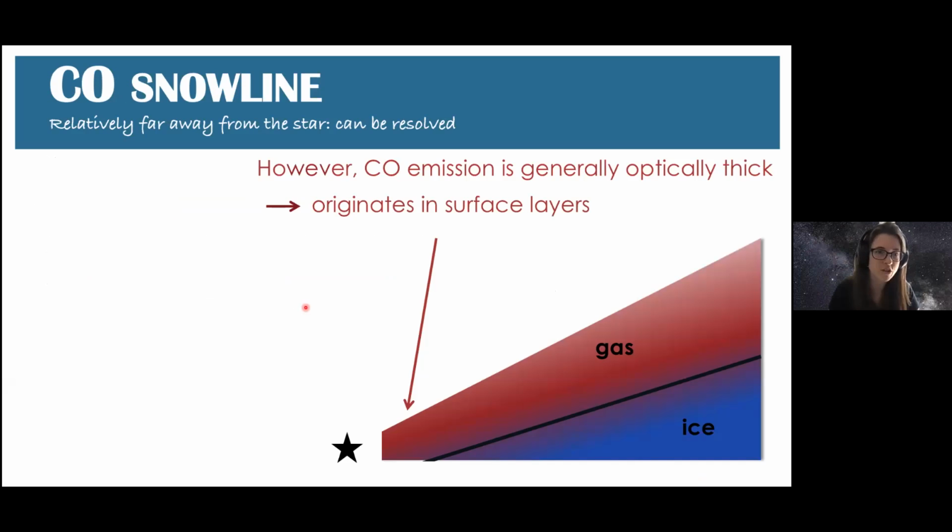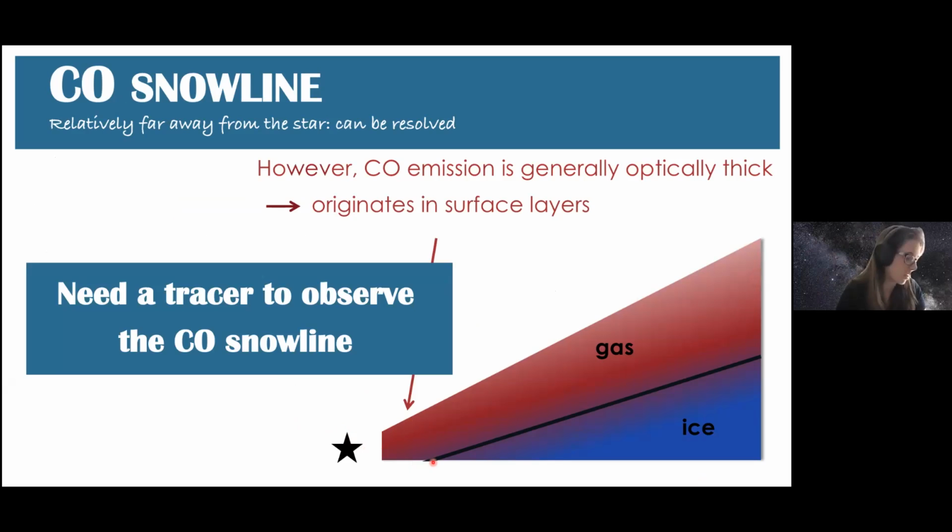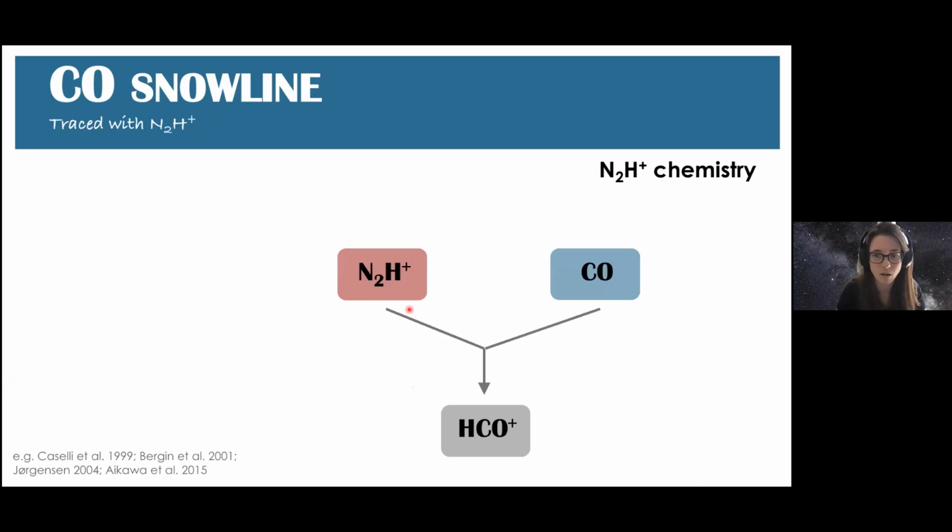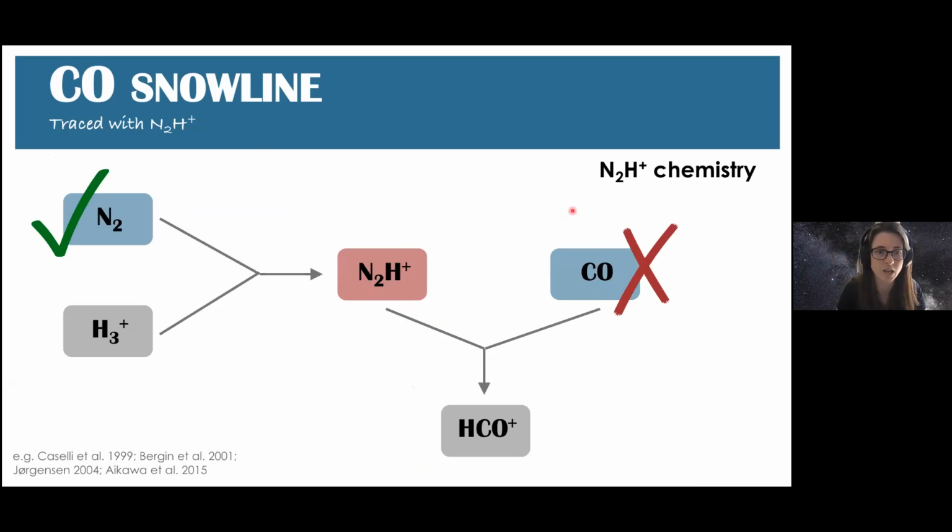So if we want to observe the snow line in disk, it's harder because CO is so abundant that we mostly get optically thick in this disk surface layer and we won't be able to see the midplane. So again, this is an example why we would need a chemical tracer. And for CO, N2H plus has been suggested to be a good tracer, based on the chemical argument that it's destroyed by gas phase CO.